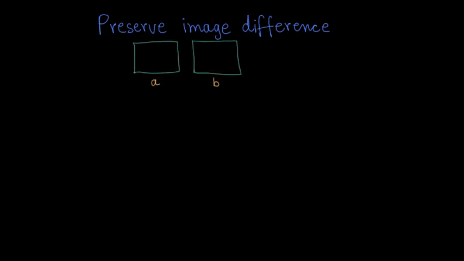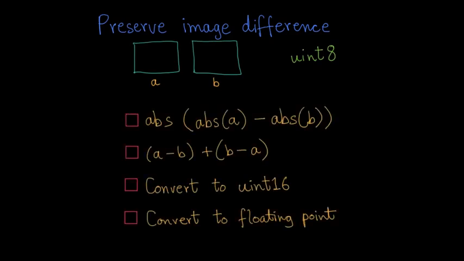Let's say A and B are two images of type uint8. Check the following options which you think will give the desired result. For instance, should we compute the absolute values of the two images first and then compute their difference? What about this expression? Or converting to a different type? Would that help? The first expression doesn't make any difference. A and B contain only positive integers, so this will give us the same incorrect result as before.